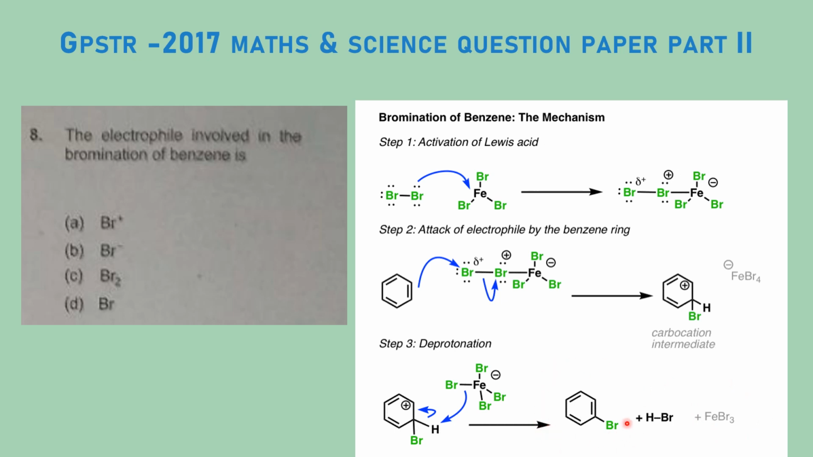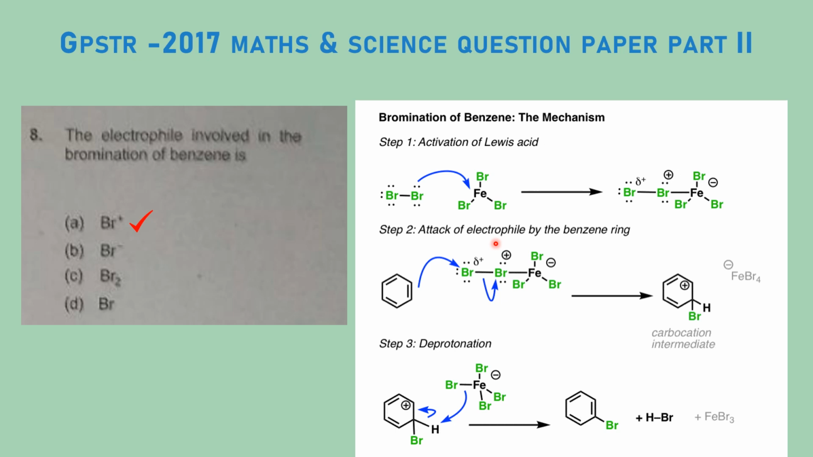Then you get aromatic benzene, because you have 3 pi bonds here. One bromine atom is attached to this benzene ring, therefore we can give the name bromobenzene. This is an example of an aromatic benzene. Therefore the correct answer for this question is: the electrophile involved in the bromination of benzene is Br+.